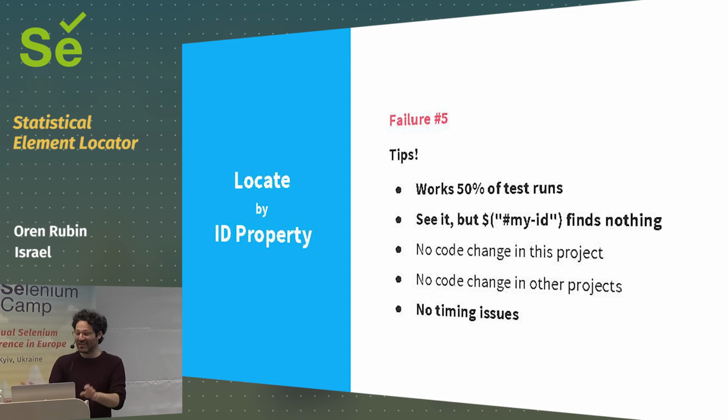So, we're at the last one for the ID. I've seen this. These are all real things that I've seen. So I ran it and it fails 50% of the time. I said, what?